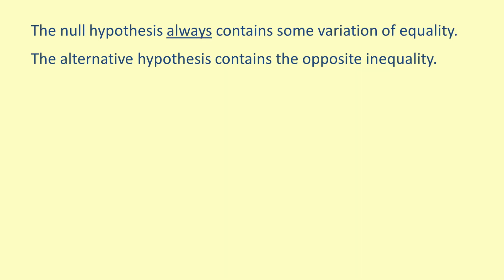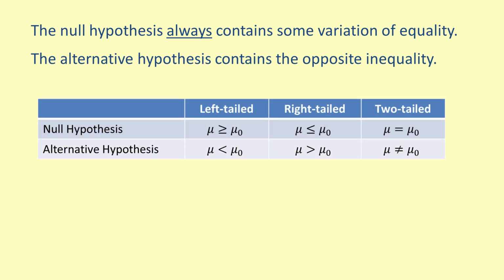A very important thing to note is that the null hypothesis will always contain some form of equality. The alternative hypothesis contains the opposite inequality. This table summarizes the types of hypotheses used for each kind of test.